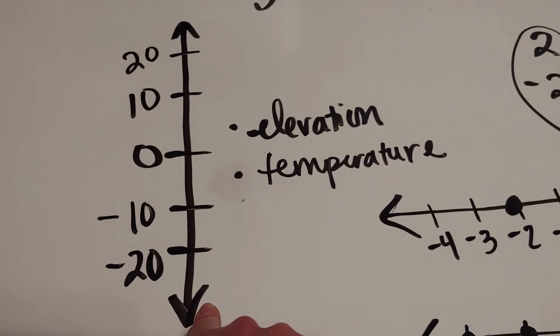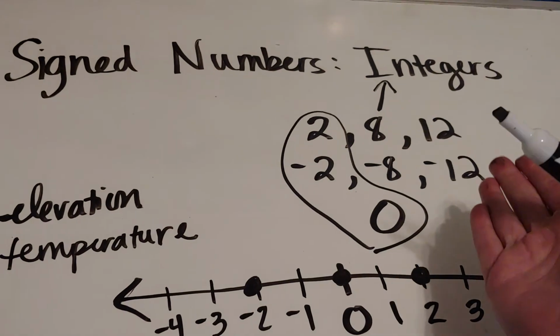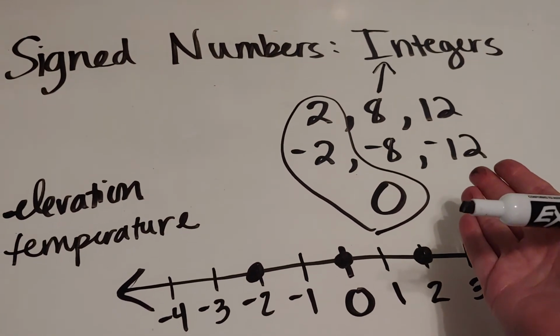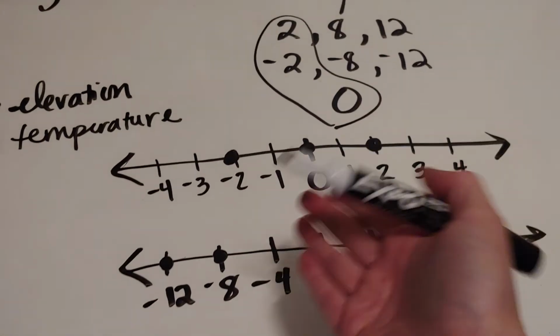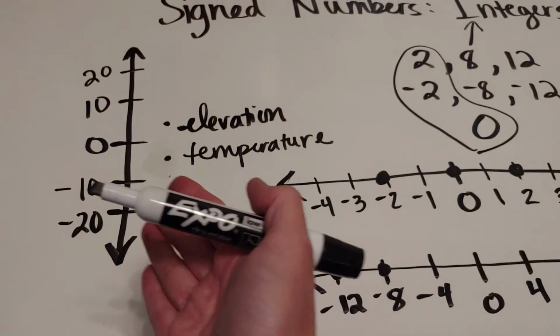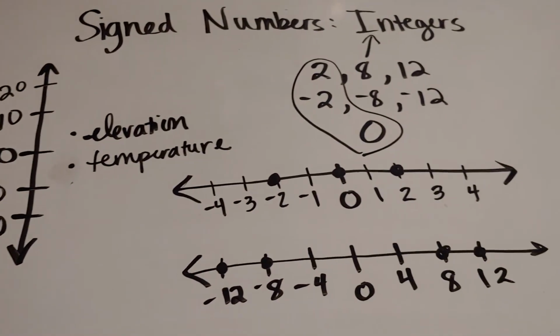Again, integers are positive, negative, and 0 of the whole numbers, and number lines are a way to organize and plot them. All right, that's our first video.